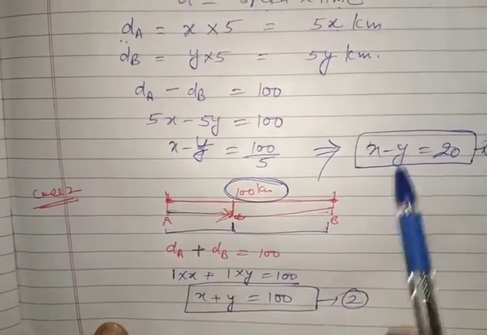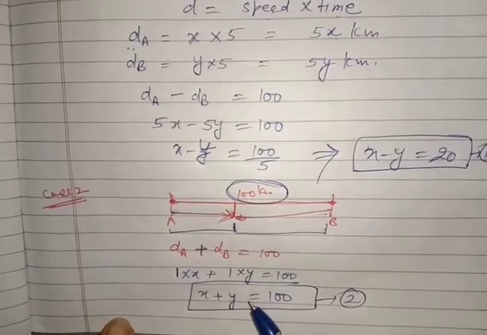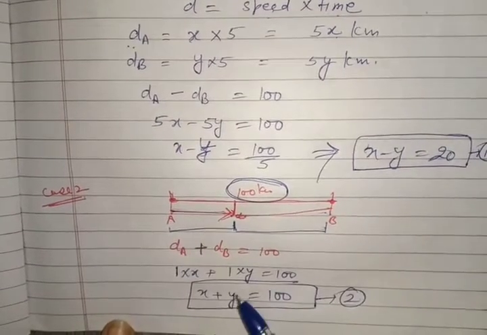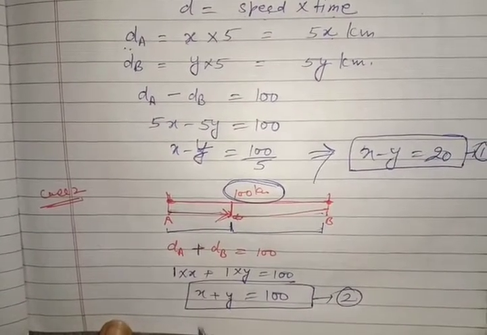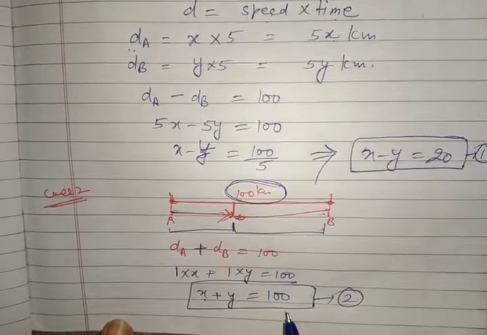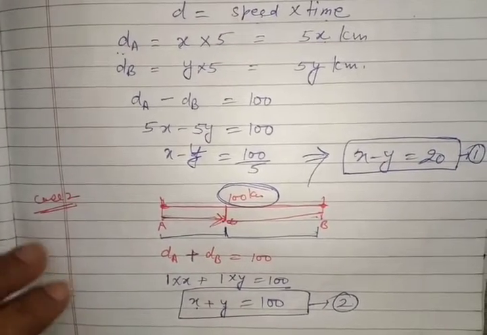Now you can use elimination and find out the answer very easily. After adding these two, we will get the value. x is 60 and y is 40. Okay, now we move on to the next part.